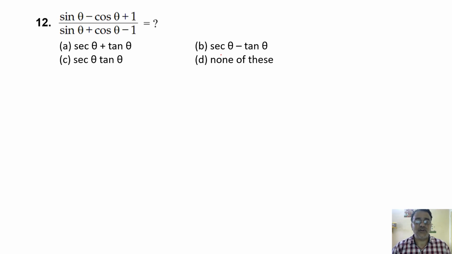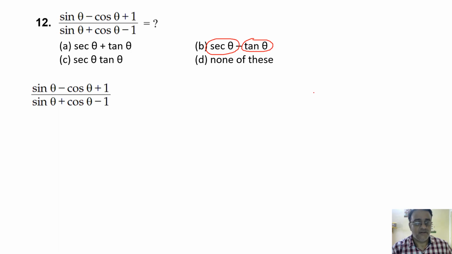Sin theta minus cos theta plus 1 upon sin theta plus cos theta minus 1 is equals to question mark. So यहाँ पे जो ऑप्शन में सभी sec और tan के फॉर्म में है. And what is the denominator of sec theta? Cos theta. And what is the denominator of tan theta? Cos theta. So हम लोग क्या करेंगे? What we will do? We will divide all terms by cos theta first. Right? So let us start.